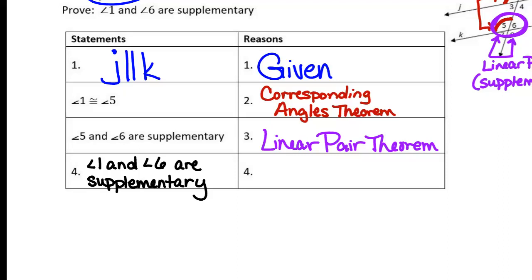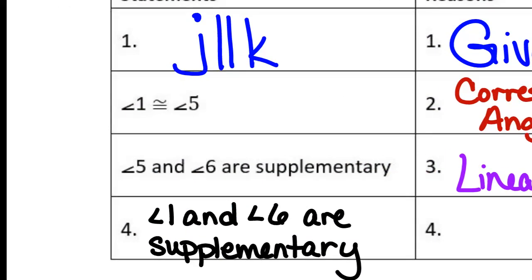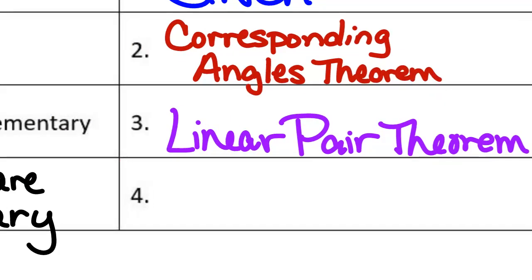Now I want to figure out why I'm allowed to say that. I know that 1 and 5 are the same size. I know that 5 and 6 are supplementary. So why would I be allowed to replace angle 5 with angle 1? Substitution. This is substitution and not transitive because I'm not replacing everything on one side of an equal sign. I'm just replacing one little piece here. So this is substitution property.